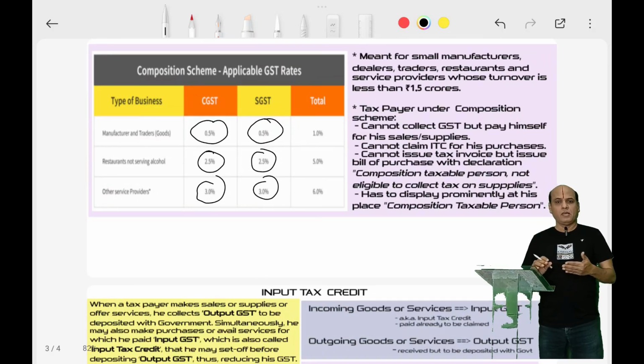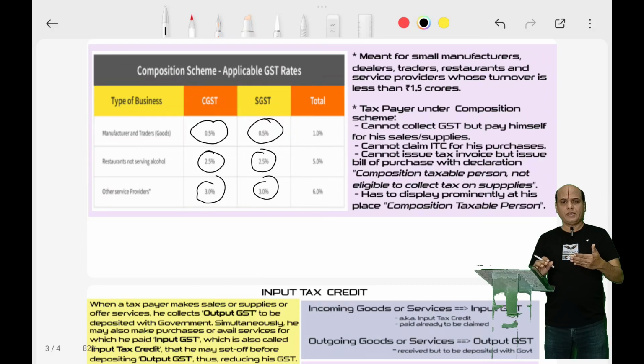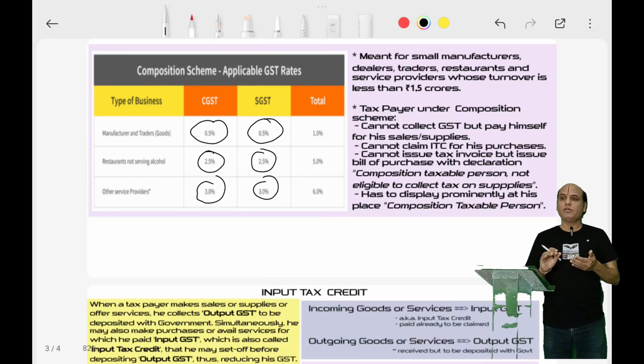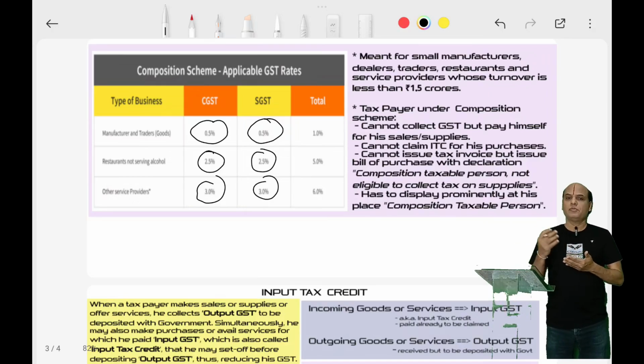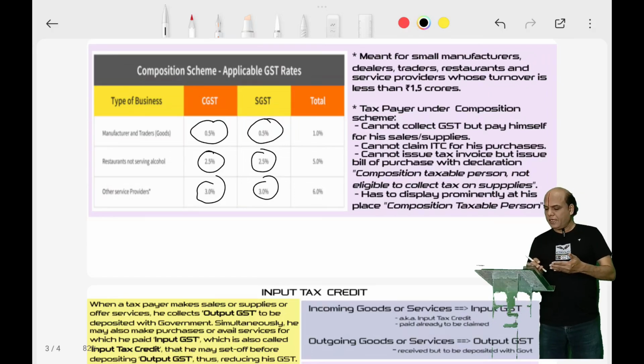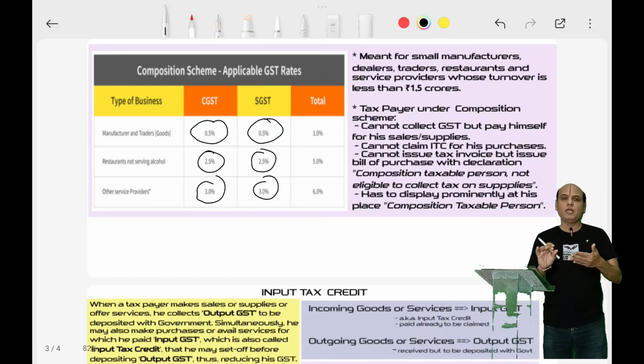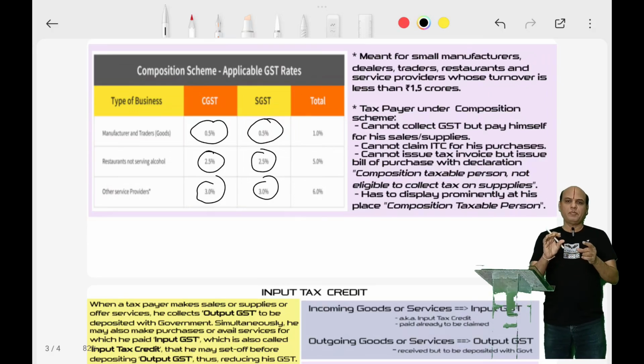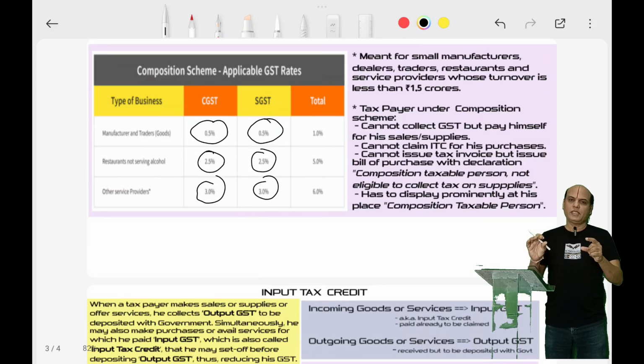Then these petty traders, these restaurant owners, these petty manufacturers whose turnover is less than 1.5 crore per annum, they don't issue any tax invoice because they are not collecting any tax from the consumer. So what they issue is a document called bill of purchase. On that, there should be a declaration saying composition taxable person not eligible to collect taxes on supplies. So this has to be mentioned on the bill of purchase that they issue.